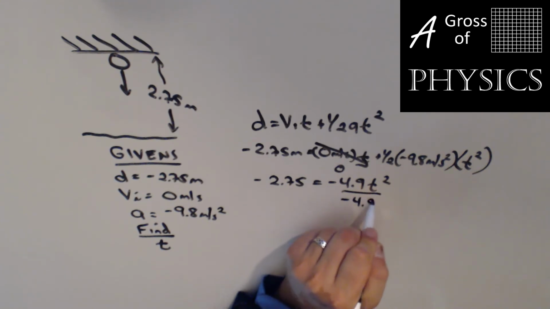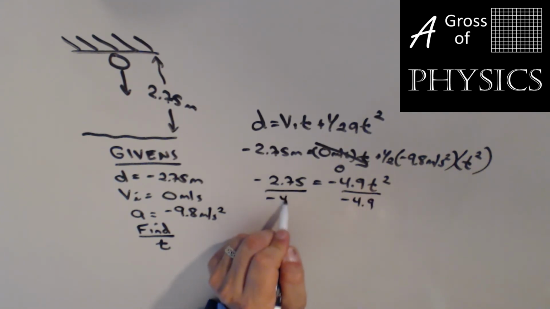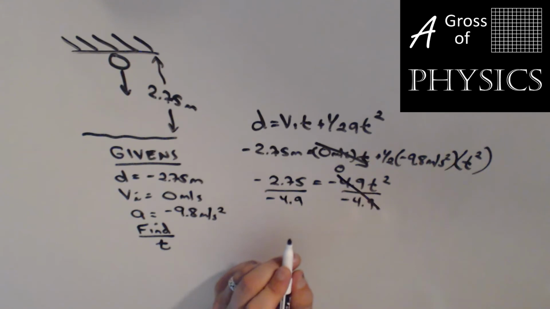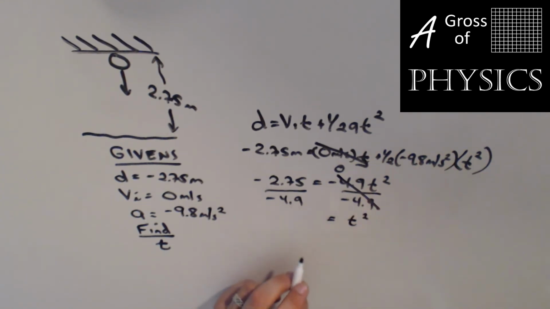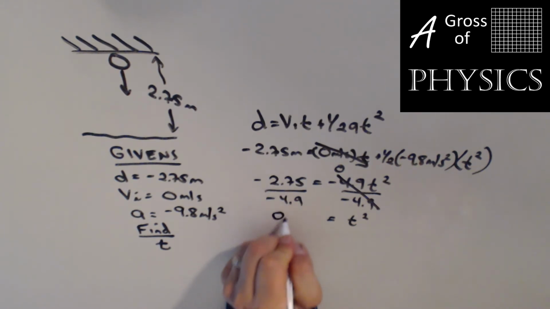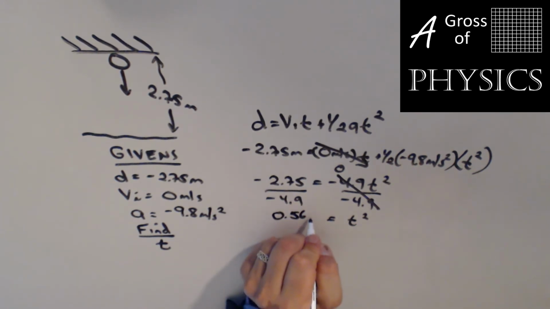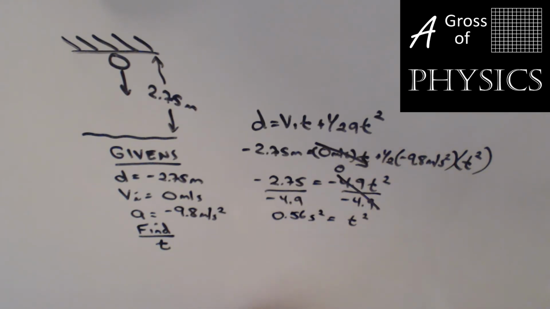Now mathematically, we divide both sides by negative 4.9. And it will be t squared equals whatever 2.75 divided by 4.9 is. And I have 0.56, and there's other numbers in there too. The units are actually seconds squared.